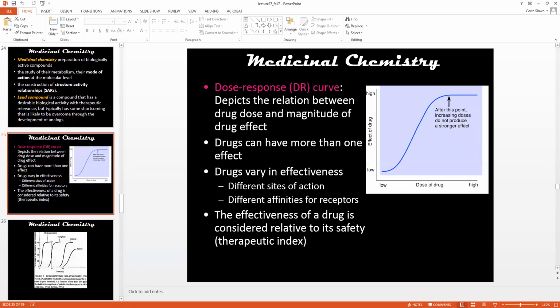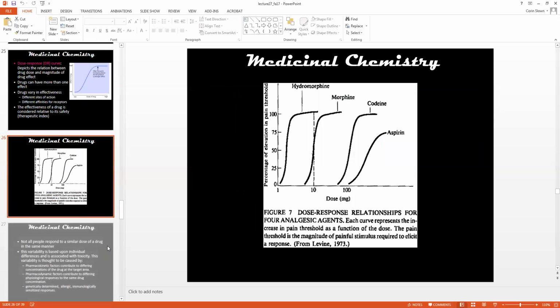So how do they determine whether or not medicinal chemistry works? Well, they look at a dose response curve. This depicts the relationship between the drug dose and the magnitude of the drug effect. Drugs can have more than one effect. They can also vary in effectiveness per patient. So different sites of action and different affinities for receptors are critical to identify. And then the effectiveness of a drug is considered relative to its safety. This is a therapeutic index.